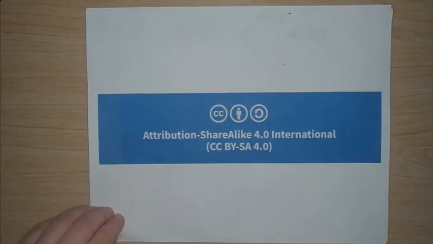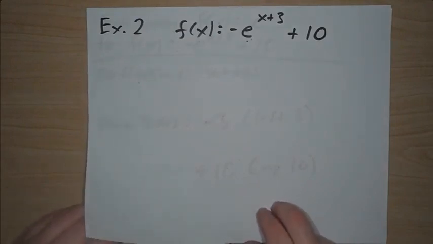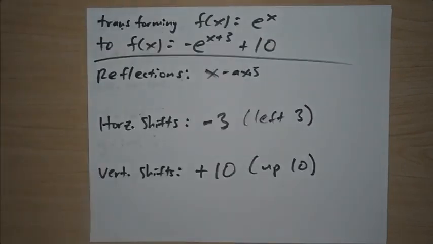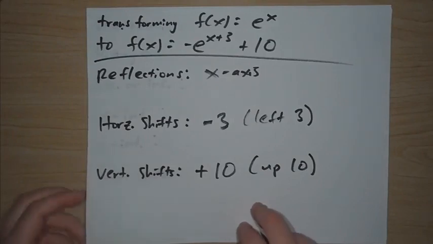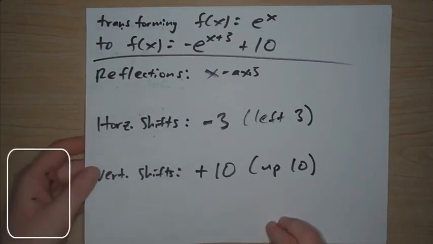Example 2 of the Exponential Functions Lab, Part 2. In Part 1, we had this function f of x equals negative e to the x plus 3 plus 10, and we determined how we would transform f of x equals e to the x to get this function. We found that there was a reflection across the x-axis, a horizontal shift to the left 3, and a vertical shift upwards 10, and then we graphed it.